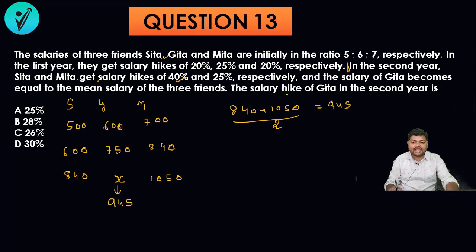Then how much hike has Geeta got in the second year? From 750, her salary increased to 945. Approximately we can say there is an increment of 200 rupees, or actually an increment of 195 rupees on a salary of 750. Salary increase is always compared to the previous salary, and to get the percentage, multiply by 100. This zero cancels with this zero. Further, if you divide, this will be 2 times and this will be 15 times.